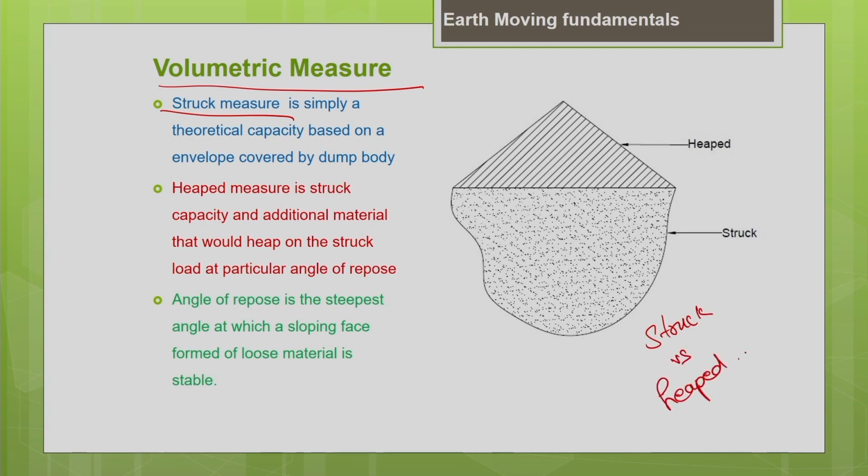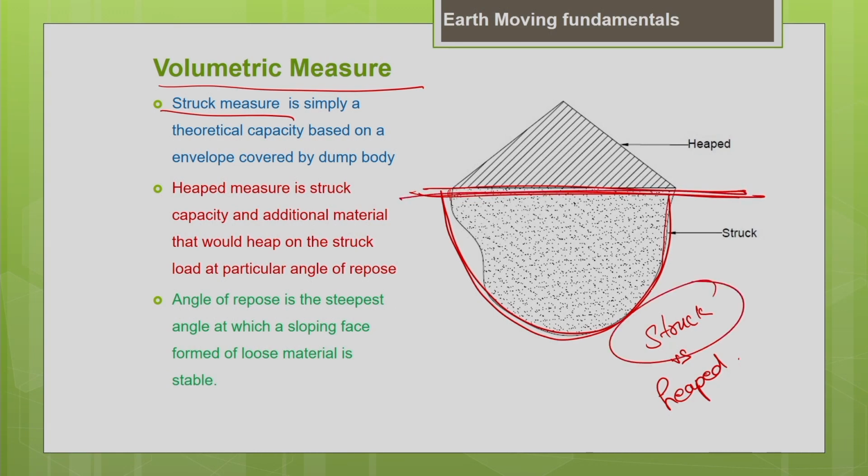Struck means you are going to strike off and measure the actual volume occupied by the bucket. That is your struck capacity. You strike it level, level the surface and measure the capacity. That is struck capacity. It is nothing but the theoretical capacity based on the envelope covered by any structure, any dump body or anything. So it is a theoretical capacity.